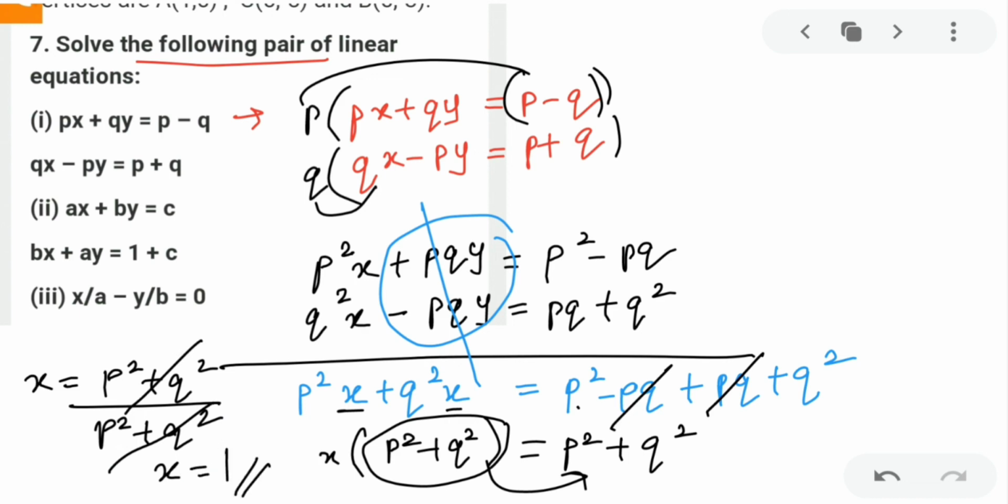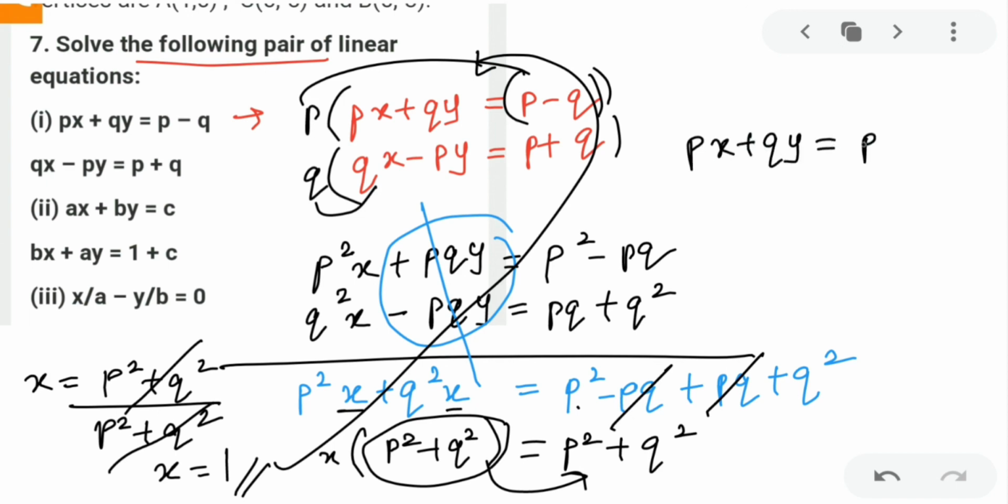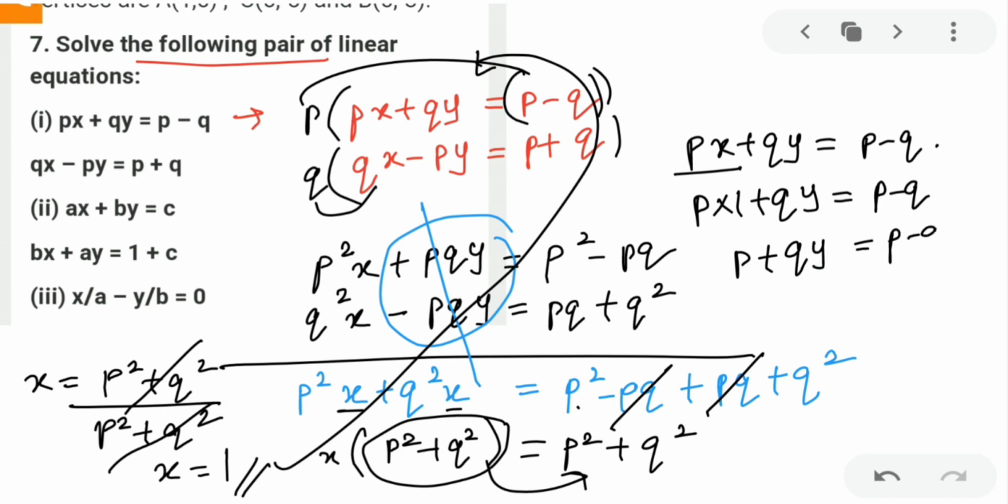Got the point clear? Once you got the value of x is equal to 1, you can put it in any one equation and get the value of y. I'll put it in my first equation, this one. The value of x is 1. So px plus qy is equal to p minus q. X value is 1, so I'll put p into 1 plus qy is equal to p minus q. So I'll get p plus qy is equal to p minus q.